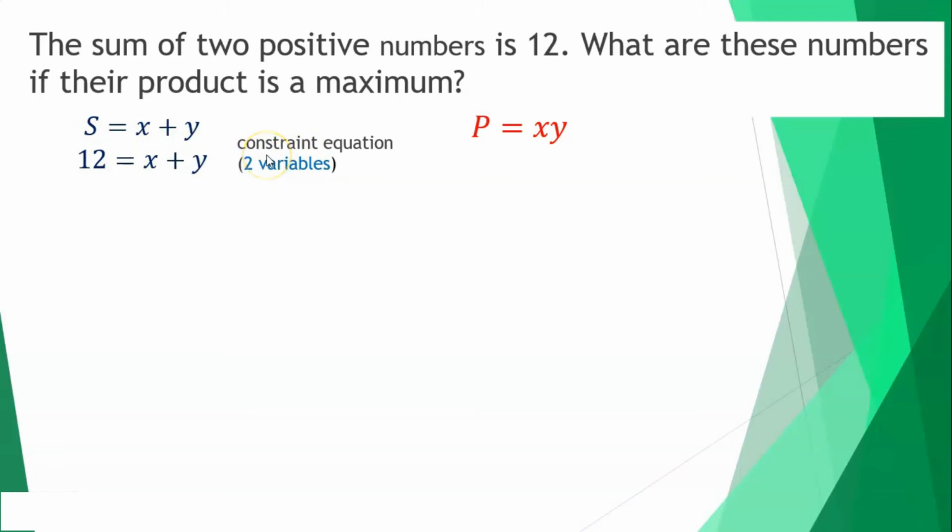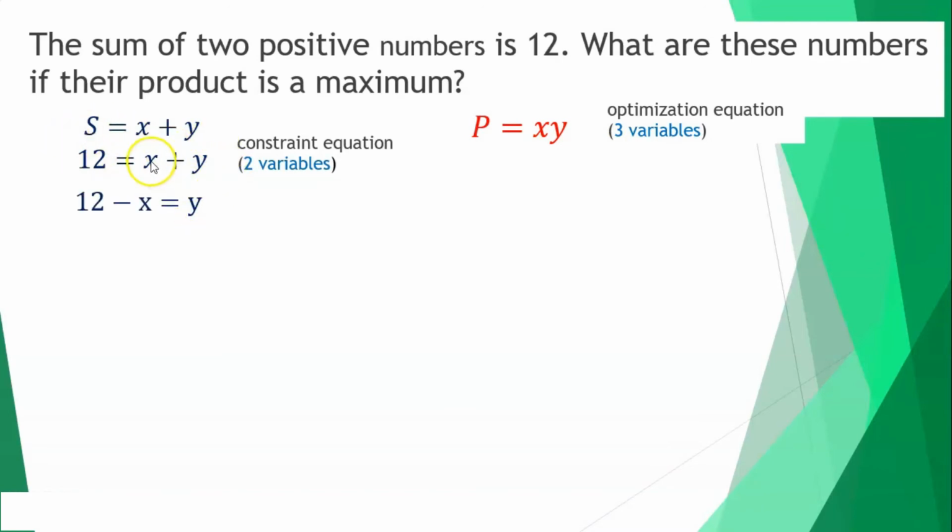Your clue there in getting the constraint equation is that usually it has two variables, while this equation here is considered our optimization equation. Why? Because most of the time it has three variables involved. Okay, now let's simplify our constraint equation here.